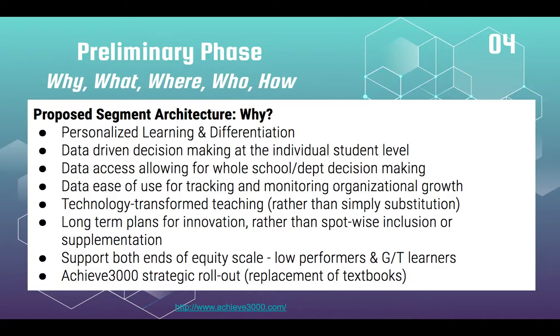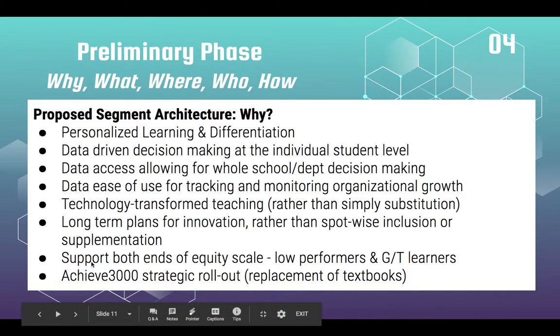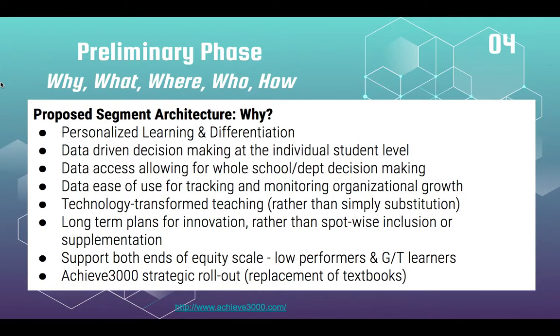So in terms of the impacts that this can have on our organization and the business services that we can provide, in terms of supporting gifted and talented learners, and also our low performers, I think it would be just tremendous. And so the program that I focused on is called Achieve 3000. And really, what we're considering is a strategic rollout focusing on the languages first.